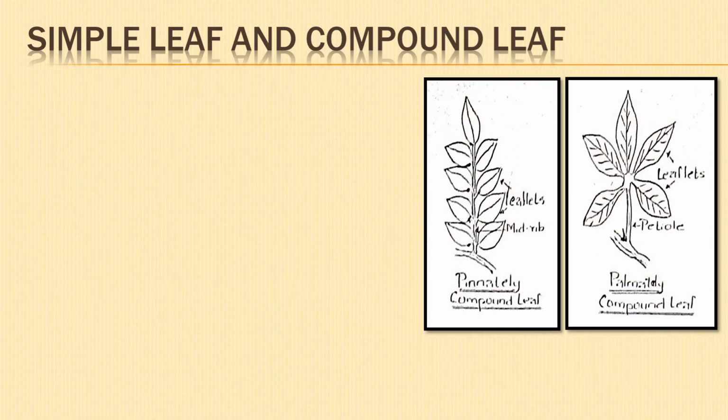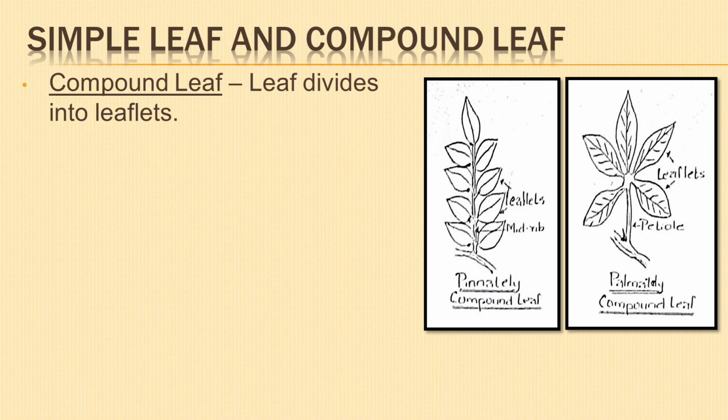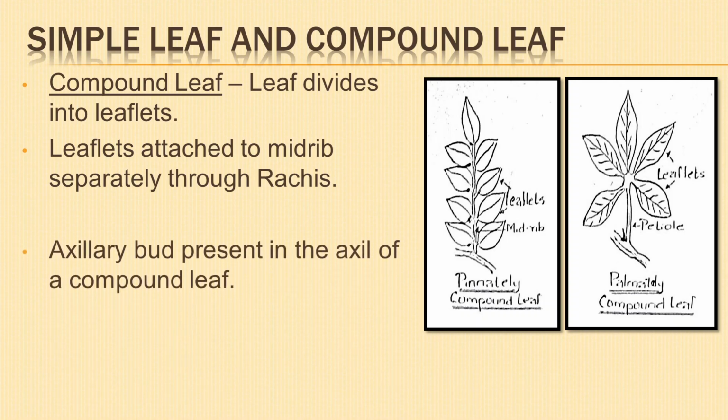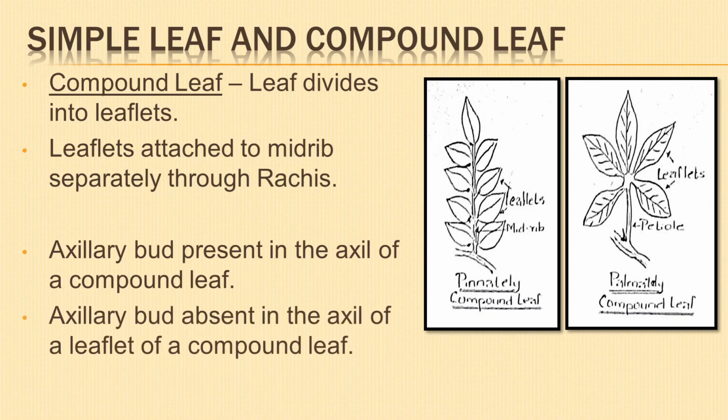A leaf is said to be compound when the incision of the leaf blade goes down to the midrib, rachis, or to the petiole. The leaf divides into several units called leaflets. All leaflets are attached to the midrib separately through their own short stem. Axillary bud is present in the axil of a compound leaf, but it is never present in the axil of a leaflet of a compound leaf.